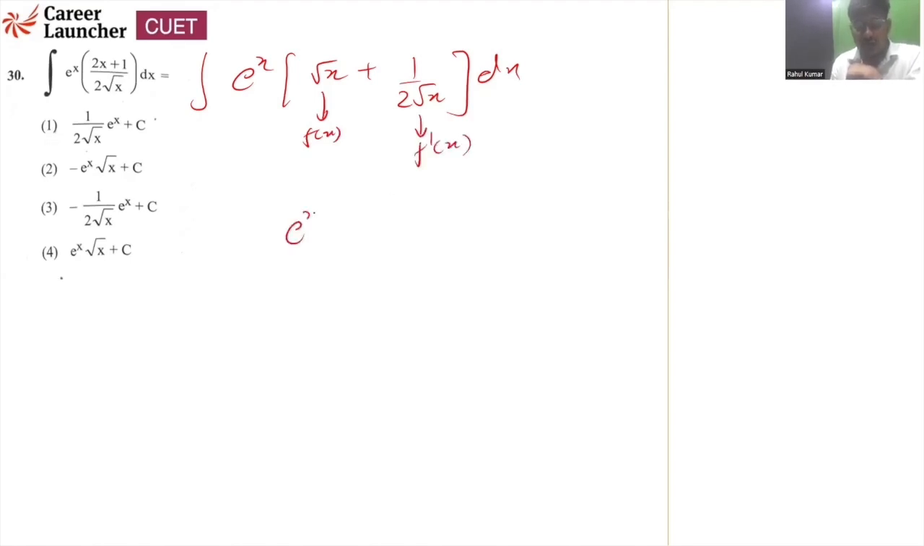So using the formula, e to the power x f of x is the answer. Here f of x is square root of x plus c. So this is the answer of the integral, fourth one.